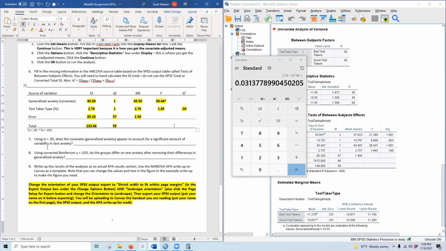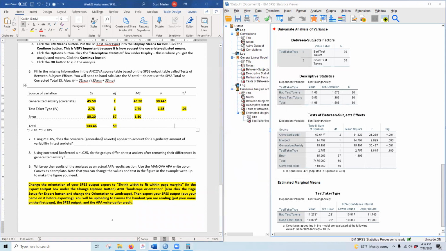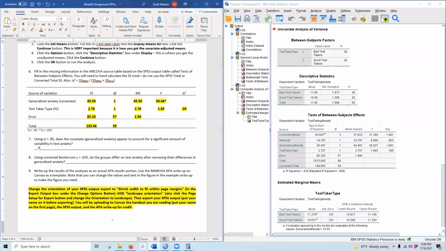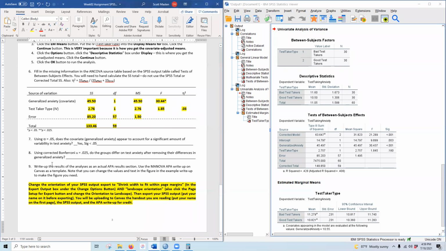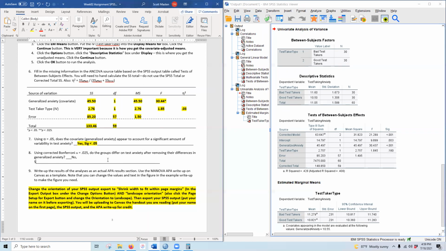All right. Does the covariate appear to account for a significant amount of variability in test anxiety? It sure does. Sig was less than 0.05. So yes, and I'll add that sig was less than 0.05, just to make it clear how I got there. Using the Bonferroni corrected alpha level, do the groups differ on test anxiety after removing differences in generalized anxiety? Negatory. So no, sig was greater than 0.025.